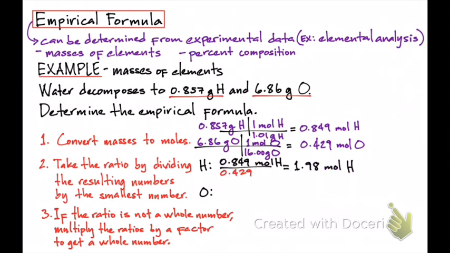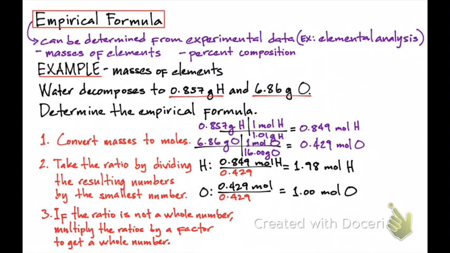So we get 1 for oxygen. For hydrogen it's 1.98. All right, and then it says over here, if the ratio is not a whole number, multiply the ratios by a factor to get a whole number. Since the number that we have for hydrogen is pretty much a whole number because it's close to 2, we don't have to multiply it by a factor. But if you get something like 1.25 or 1.5, then you would have to multiply it by a certain number to get the next whole number ratio, or next whole number.